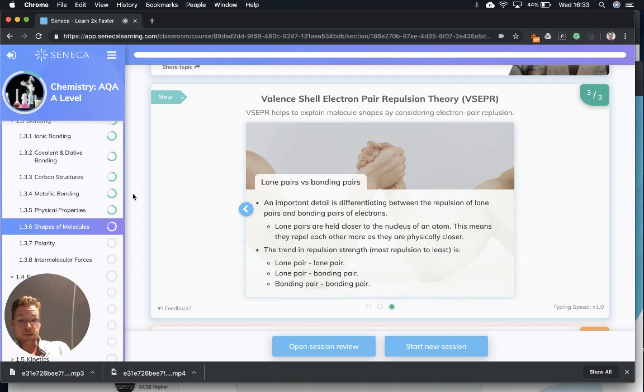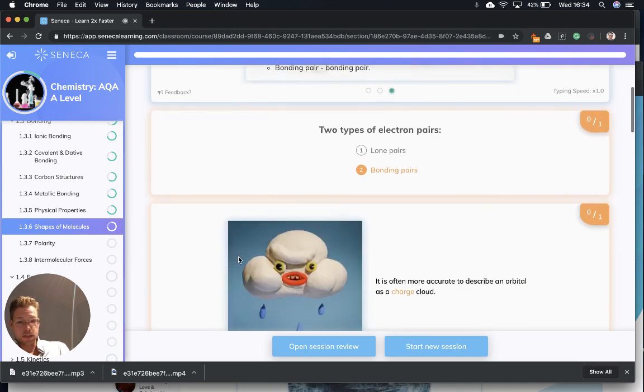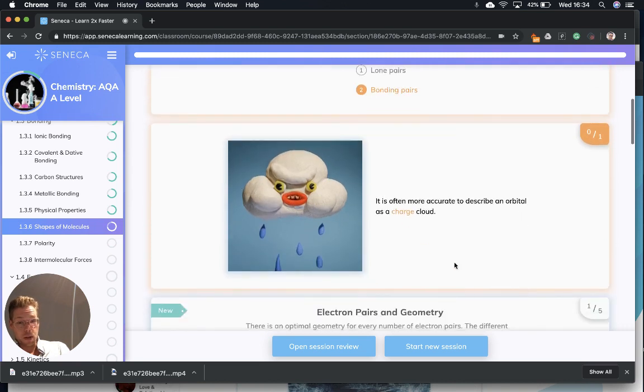Now we need to differentiate between lone pairs and bonding pairs. It's a really important detail. Lone pairs are held closer to the nucleus of an atom. This means they repel each other more as they are physically closer. The trend in repulsion strength, from most repulsion to least, is lone pair to lone pair, then lone pair to bonding pair, and bonding pair to bonding pair. So the key thing to take away from that is that lone pairs of electrons repel more than bonding pairs of electrons. So two types of electron pairs, lone pairs repel more.